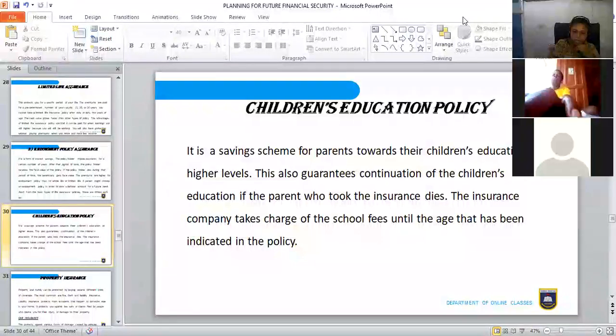So the insurance company takes charge of the school fees until the age that has been indicated in the policy. So looking at the policy, for instance, if the policy states that you should be taken care of till you complete your second degree or first degree, then that is how the policy will work. Once the person who took the policy for you dies, you will not struggle for fees. It means the insurance company will take up that mantle because your father or mother took such a policy in your name whilst he or she was alive. So once he or she is no more, the policy must take effect.